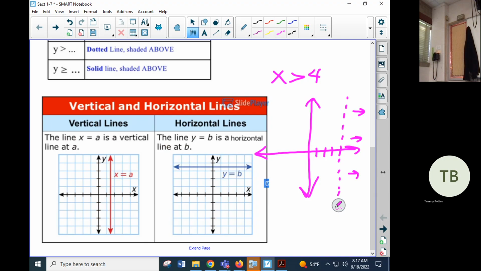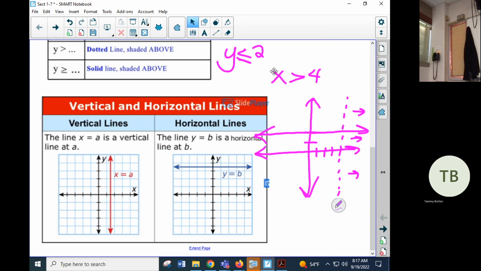And we'll talk about what to do when you have two things. If you had something like y is less than or equal to 2, then at 2 you would have a solid line. And on this one, they want you to shade where it's less than. Again, if you use common sense, where is y less than 2? It's down here.